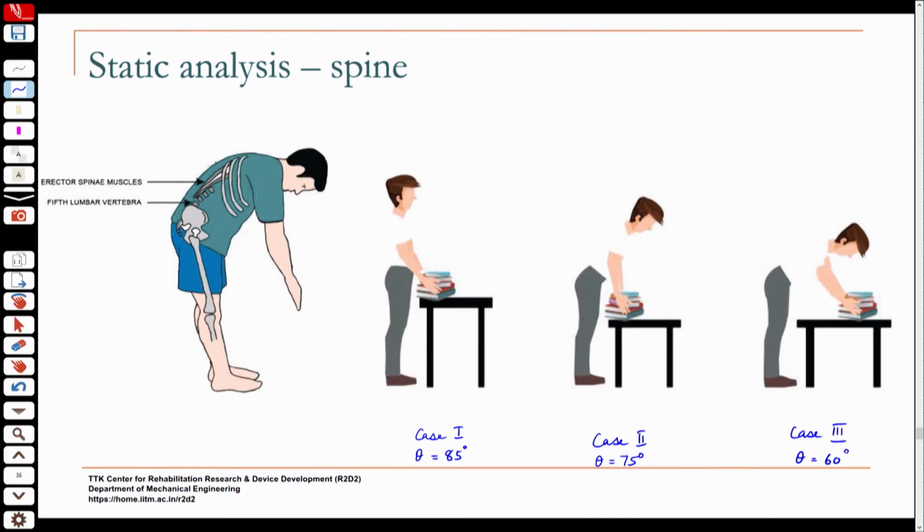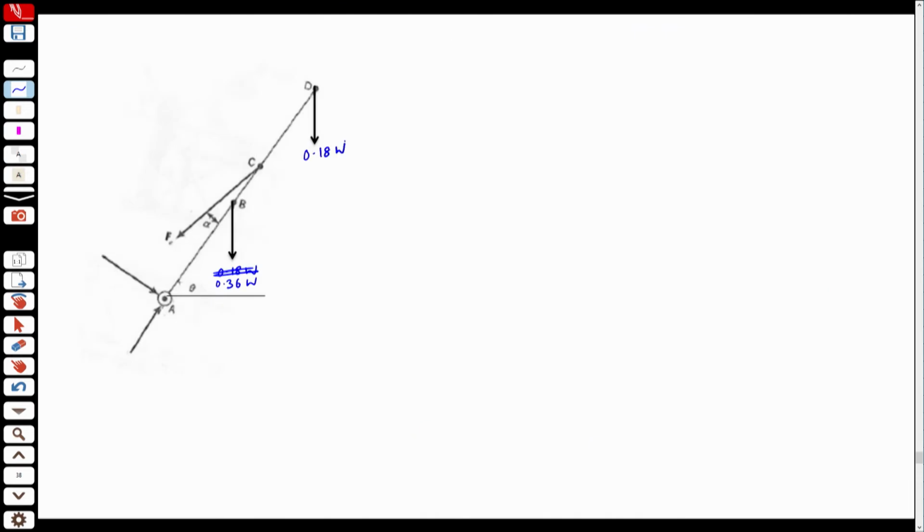Let us look at what they are. FM, okay, and I have JA and JS. Now I can do my three equations: sigma MA equal to 0, sigma FX, and sigma FY. I could also take, or in this case it may be more meaningful to take my XY like that, along the spine and perpendicular. So, sigma FX equal to 0 and sigma FY equal to 0.